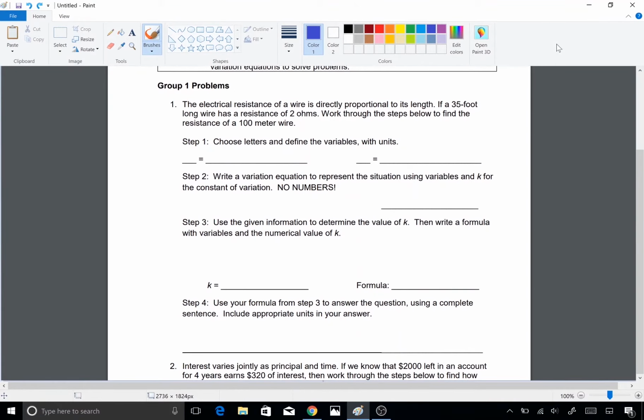I'm on page 51 now. The electrical resistance of a wire is directly proportional to its length. A 35-foot long wire has a resistance of 2 ohms. Work through the steps below to find the resistance of a 100-meter wire. Step 1, choose the letters and variables. We're given resistance in ohms, so I'll have that be R. And we're given length in feet, so I'll have that be L.